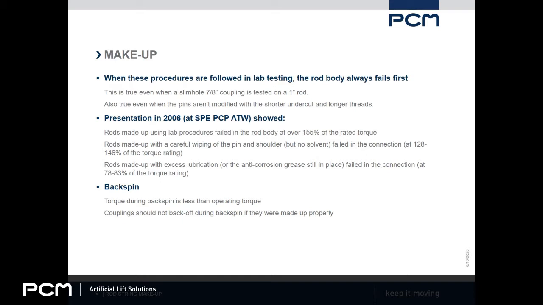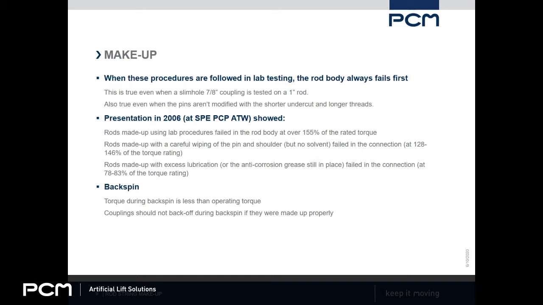So it's still good. Then we did a third set of tests where they put too much lubrication on, or left the anti-corrosion grease or oil in place and didn't clean it off. Those rods failed in the connection again, at about 80% of the torque rating. So now we're substantially below the torque rating of the rods. I think that's a pretty clear learning, and again, I can't emphasize enough how important it is to clean those rods properly before installing them.